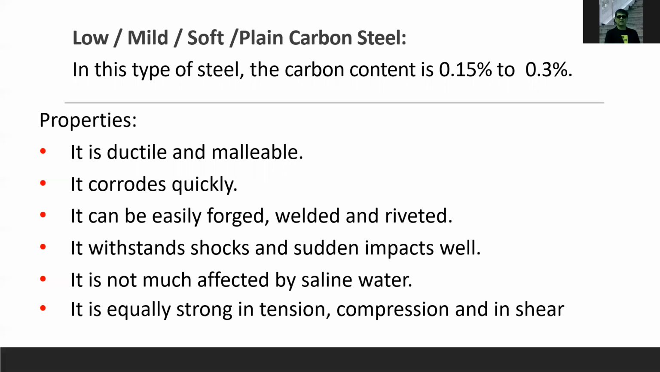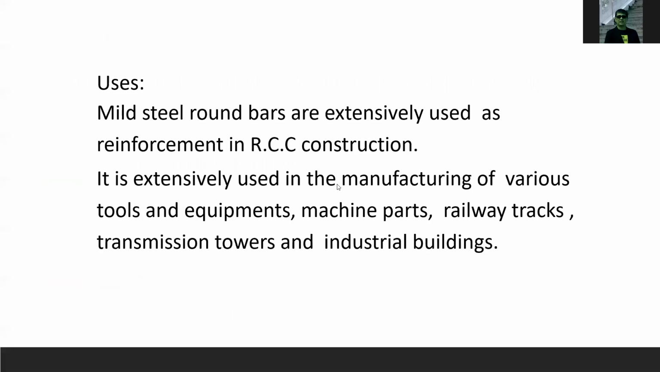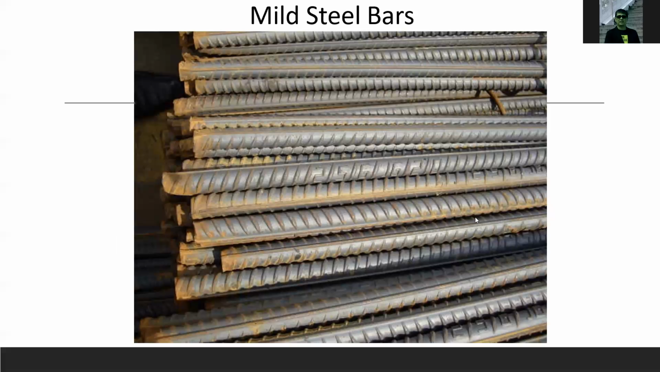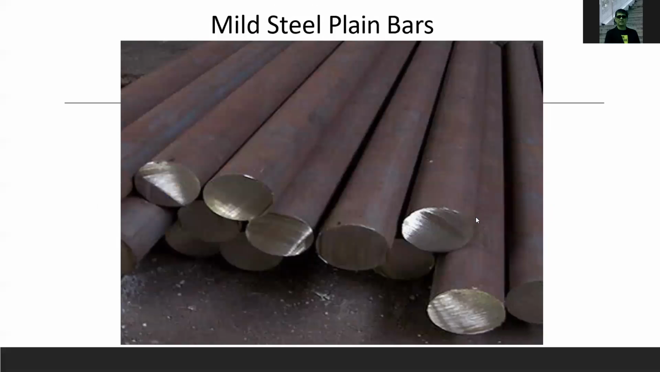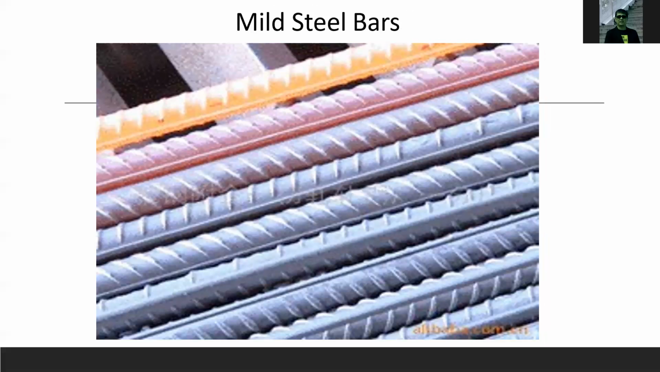It is not much affected by saline water. So it doesn't corrode easily. Well, it corrodes, but it is equally strong in tension, compression, and in shear. So the mild steel round bars are extensively used as reinforcement in construction. It is extensively used in manufacturing of various tools and equipment, machine parts, railway tracks, transmission towers, and industrial buildings. These are samples of mild steel plain bars.